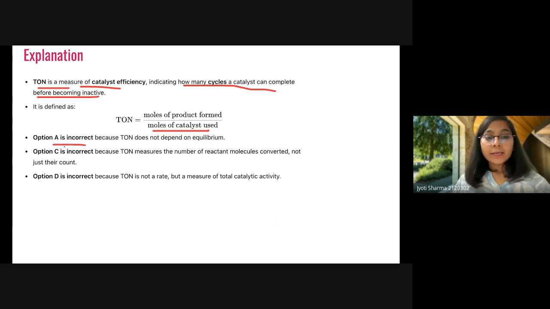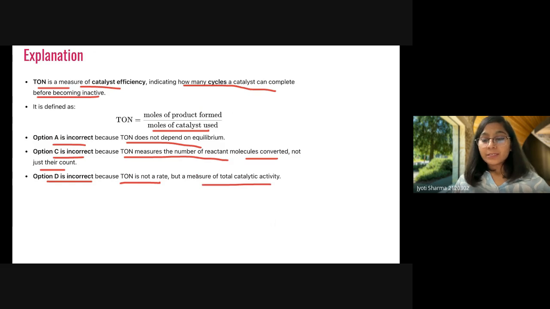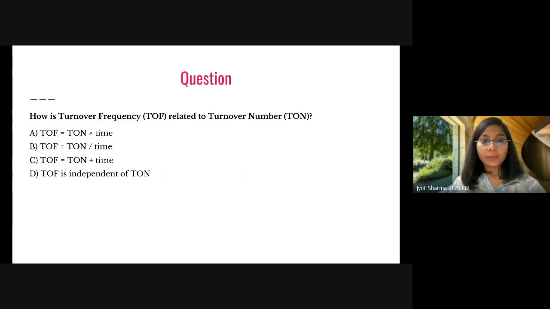Then A is incorrect because TON does not depend on the equilibrium. Option C is also incorrect because TON measures the number of reactant molecules converted, not just their count. And option D is also incorrect because TON is not a rate but a measure of total catalytic activity. So that's why B will be the right answer. Okay, let's move to the next question.